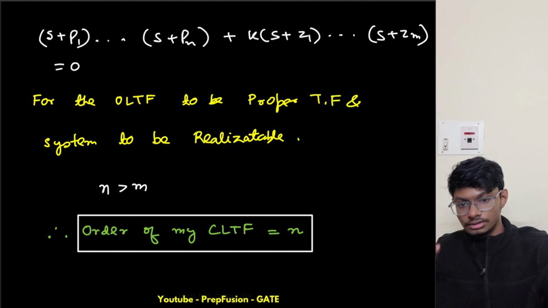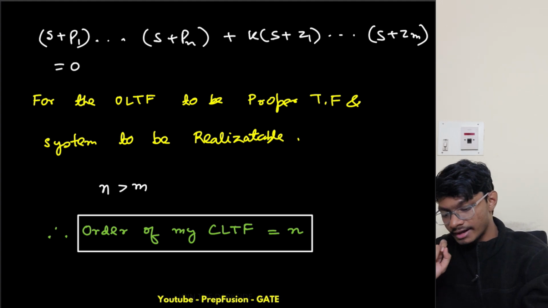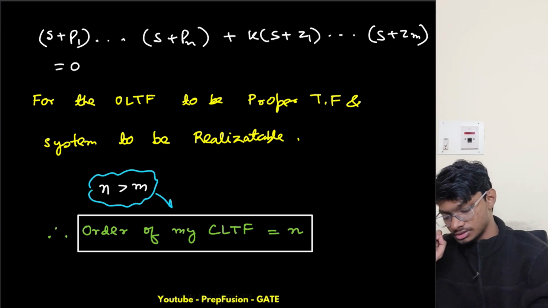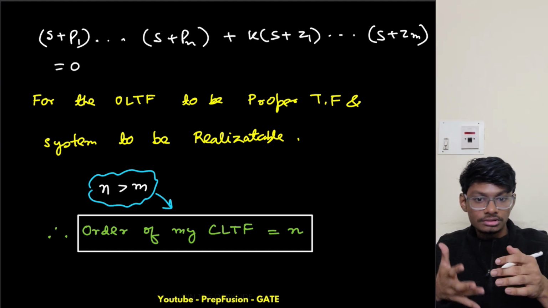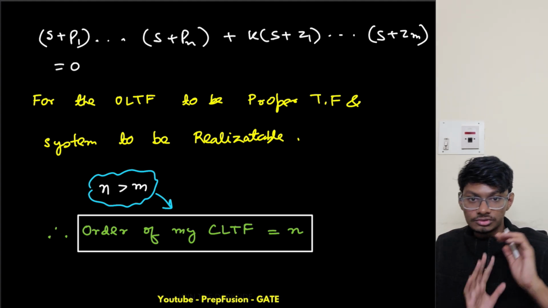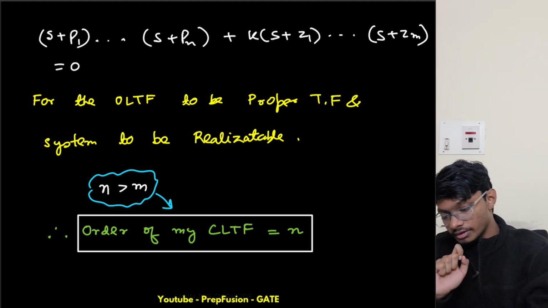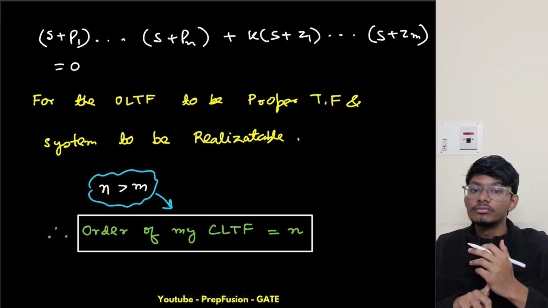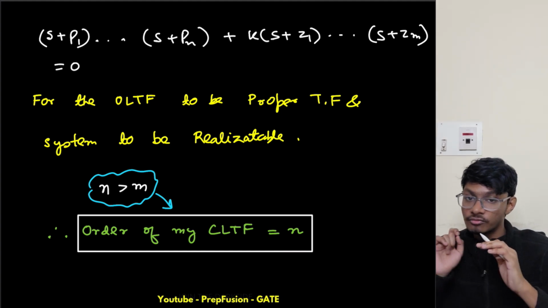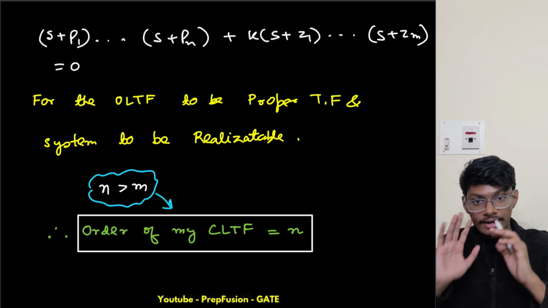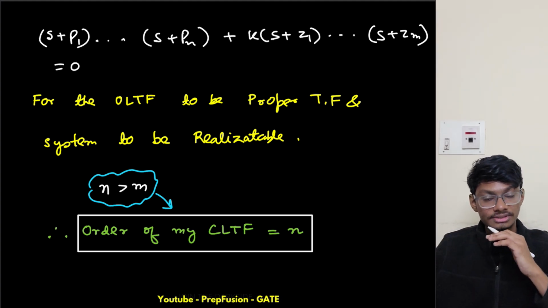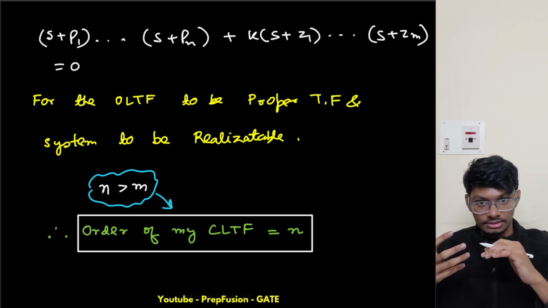I hope that clears the point, but this is only valid for the case when n is greater than m, and most of the time this is true because this is what we use in our system practically. So this was one case about the order. If we know the order of CLTF, then we know how many roots we will have: n roots, right? So we'll have n poles of the CLTF. And what does this n pole represent? We'll understand slowly.